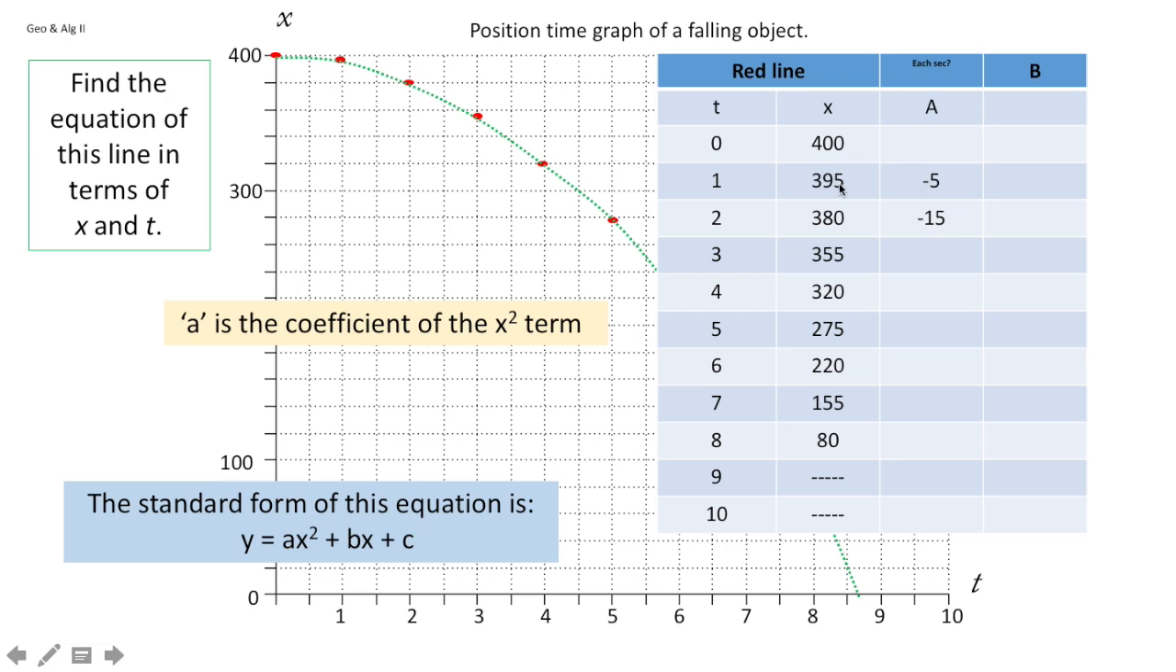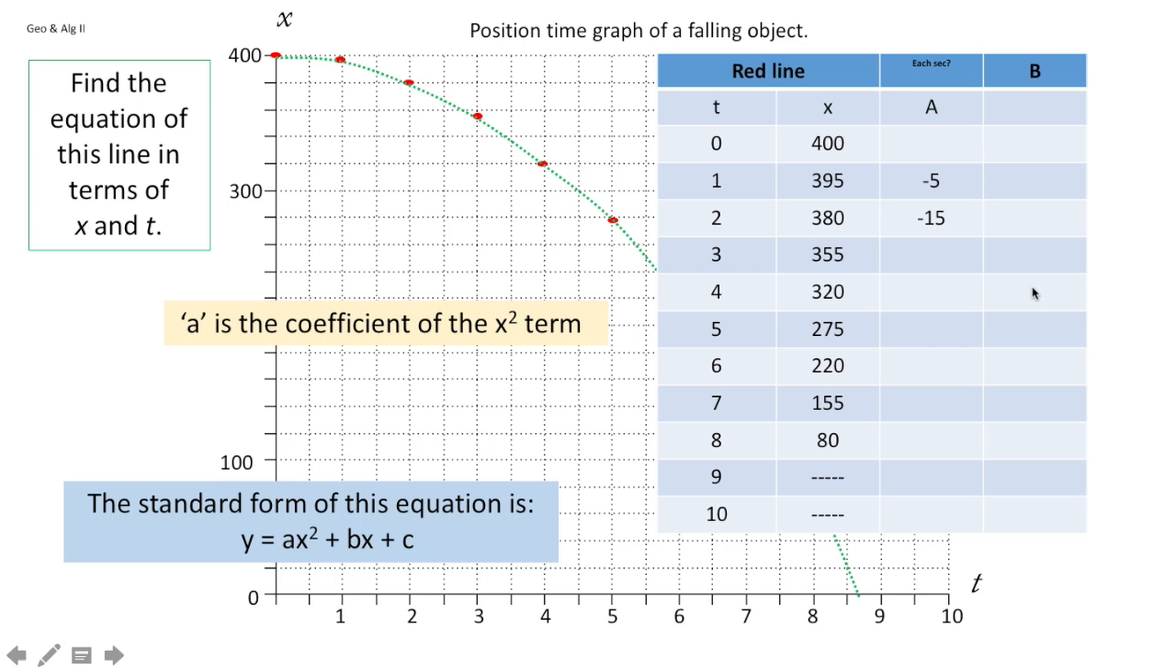So 395 minus 400 is negative 5. 380 minus 395 is negative 15. So I'd like for you to do that all the way down, and you'll need to pencil in a new column on your paper. This column wasn't provided on your paper.